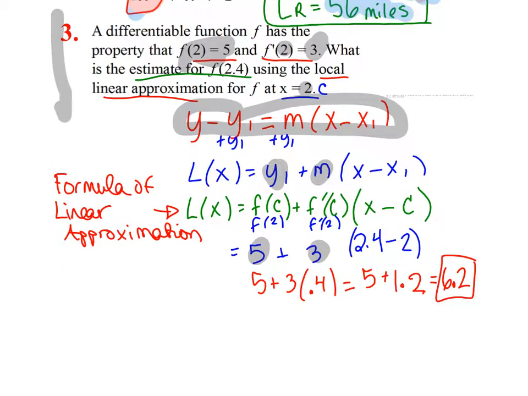And then we have x minus x1. The x is pretty much what you're trying to find out, the 2.4. And then the x1 is just the 2. So we have the 2 right there. All right, you solve that out. You have the estimation of 6.2. And that's the do now.